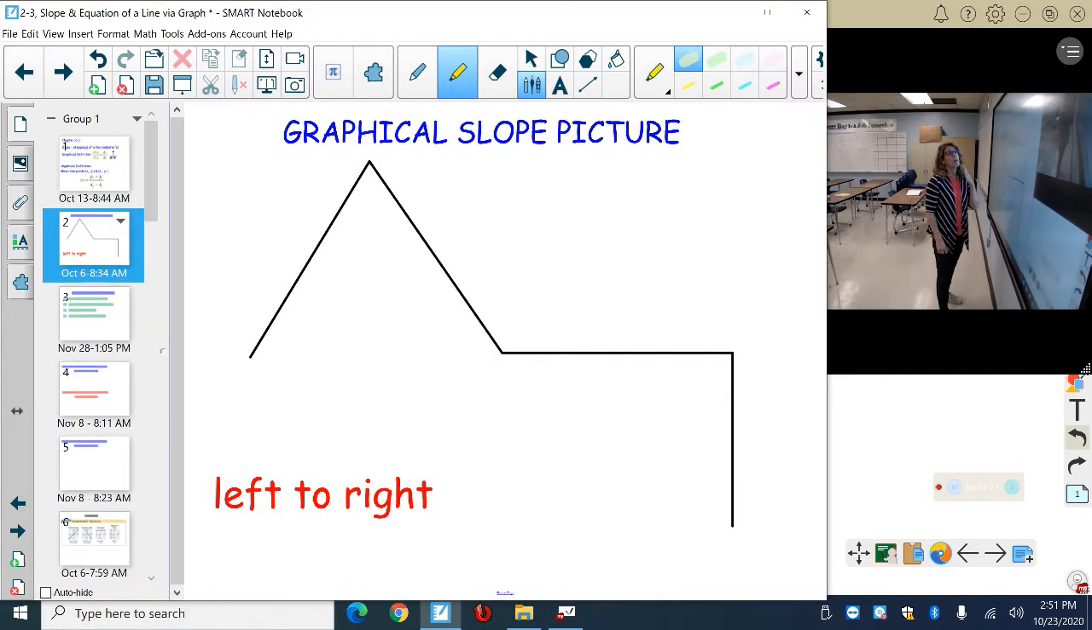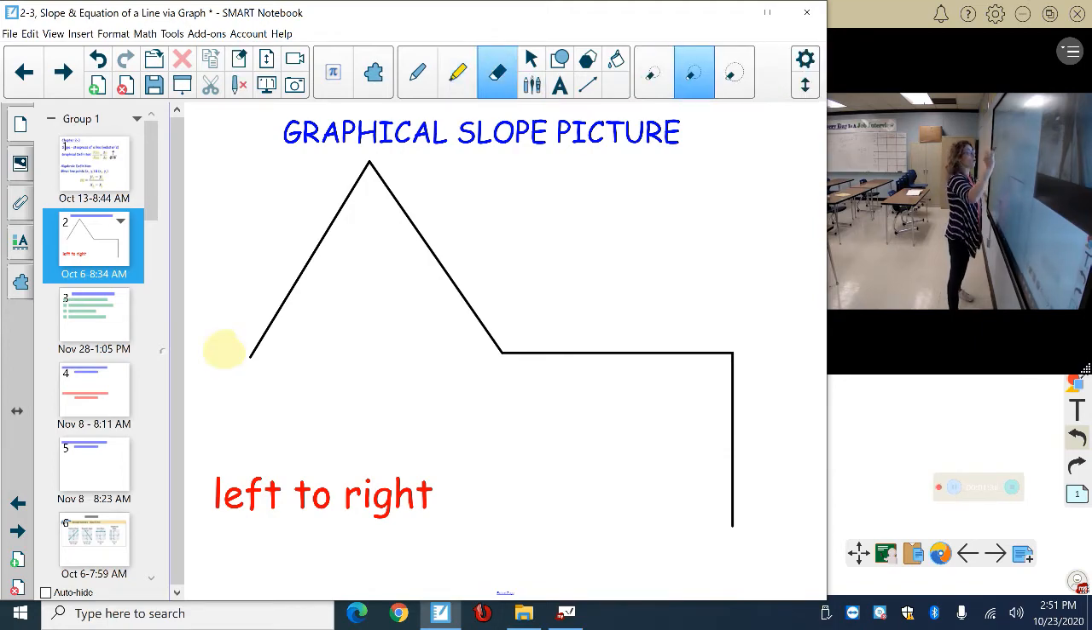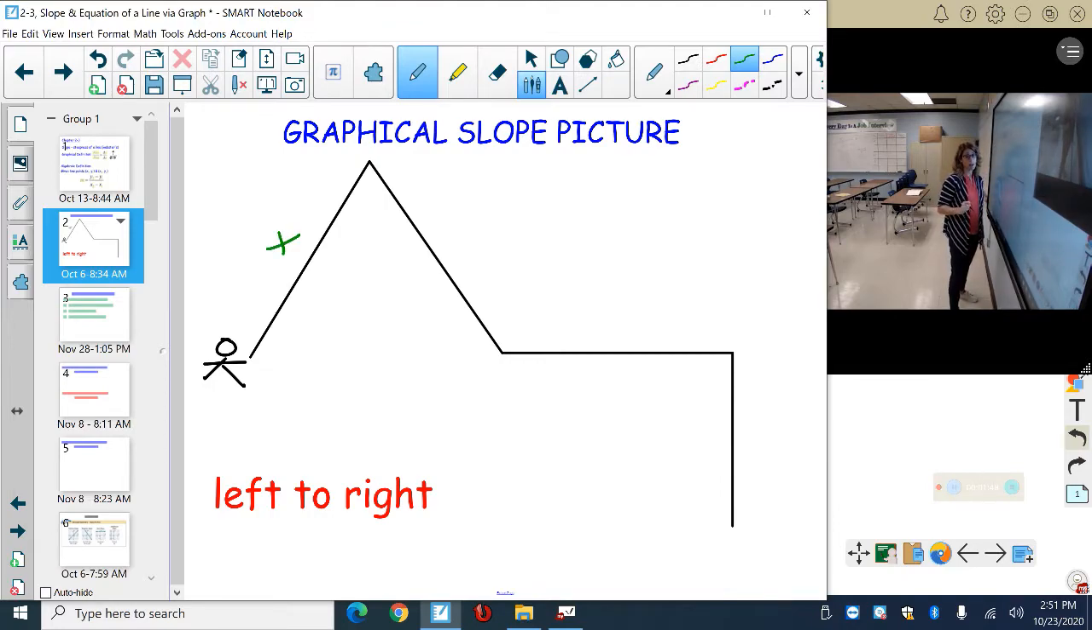Now, this is what we call the slope picture. The slope picture is literally like a roller coaster. You're going up the mountain, you're going down the mountain, you're level, or you're undefined. Now, put yourself at the bottom of this mountain. If you are right here, automatically you are going up the mountain. If you are going up the mountain with your sled, it's a positive slope. You get to the top of your mountain, then you are going to go down the mountain, and it has a negative slope.